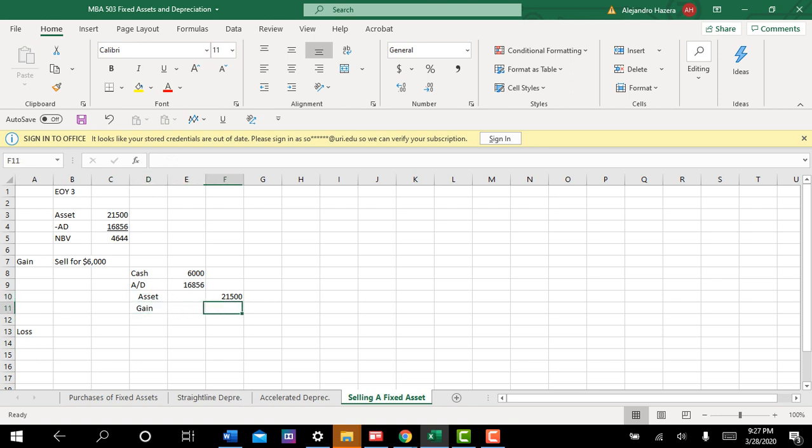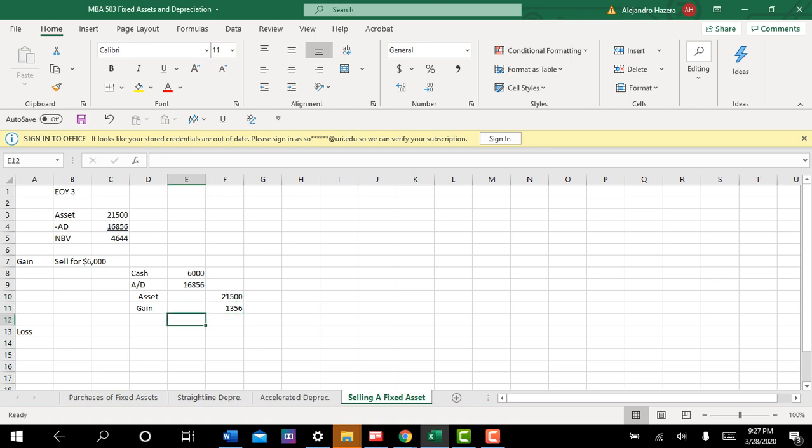The gain you can compute a couple of ways, but I'm going to do it this way. It's equal to the 6,000 less the net book value of the asset, 46.44. So you have a gain of 13.56. You can also use it as a plug entry.